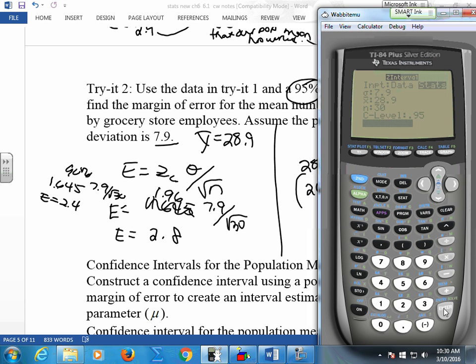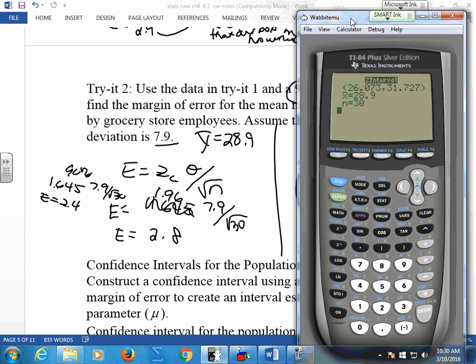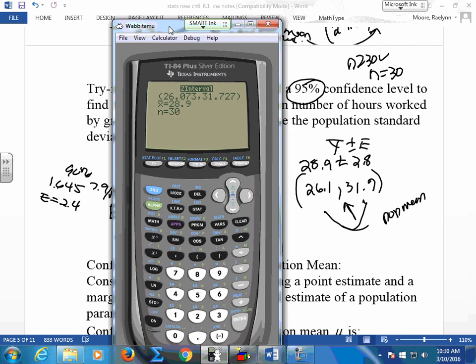And what confidence level did we want? 95. Now, once I do this, it returns my interval. See my interval? 26.1, and 31.7. So it gives me my confidence interval. What it doesn't give you is your sample mean. Was there any place I could put my sample mean? Yeah, I put in my sample mean.